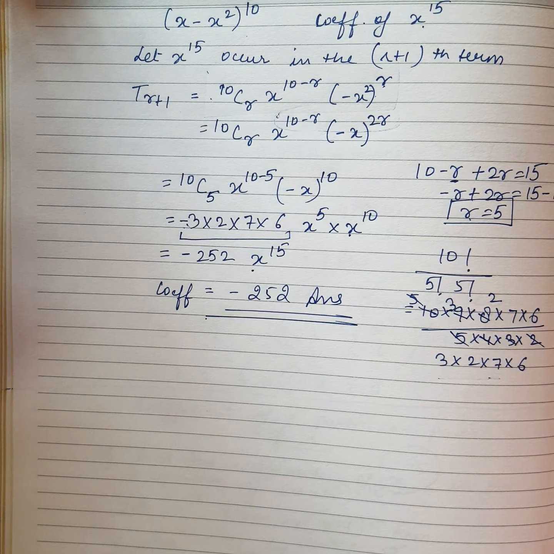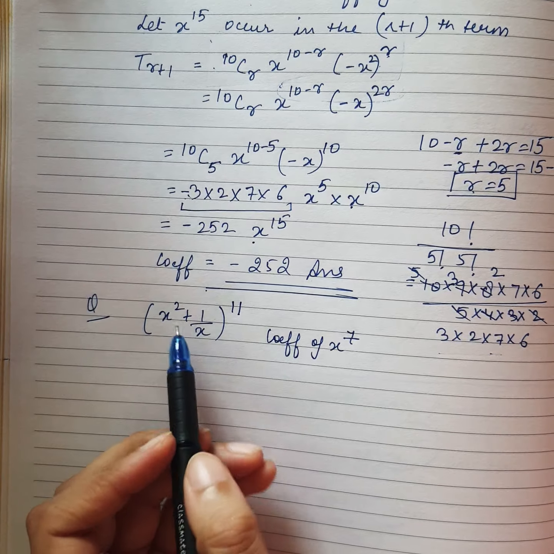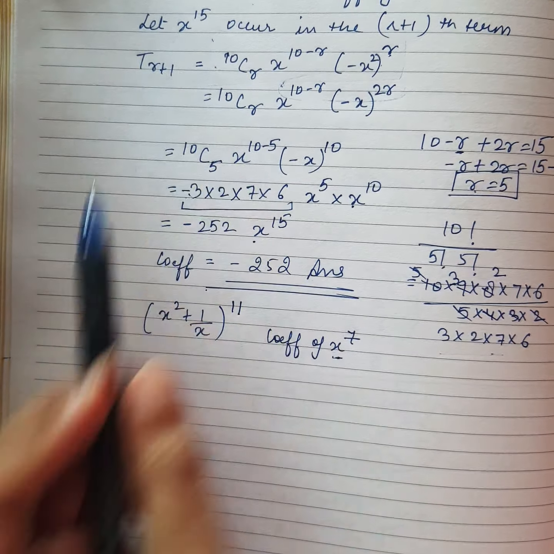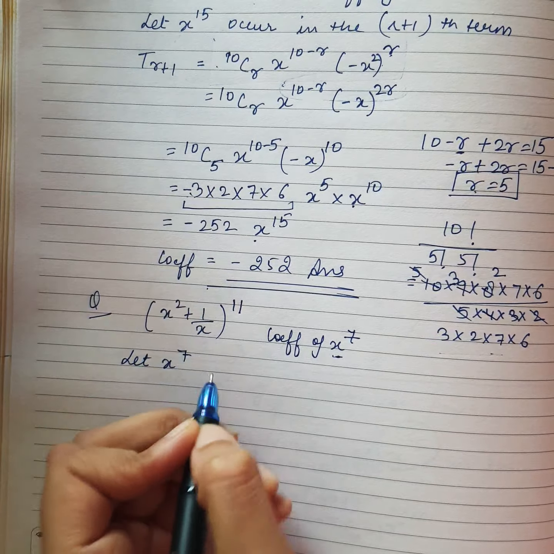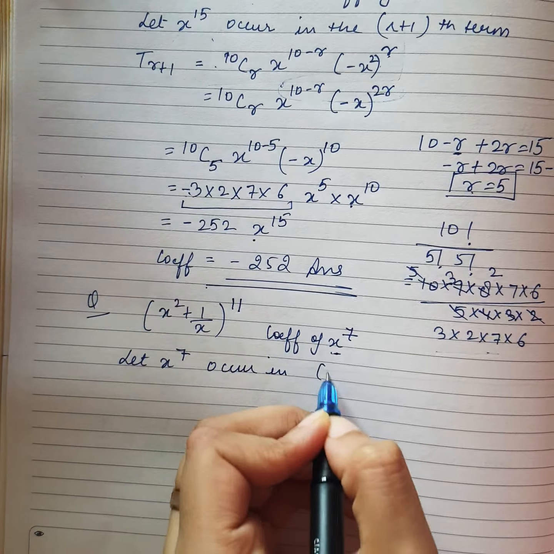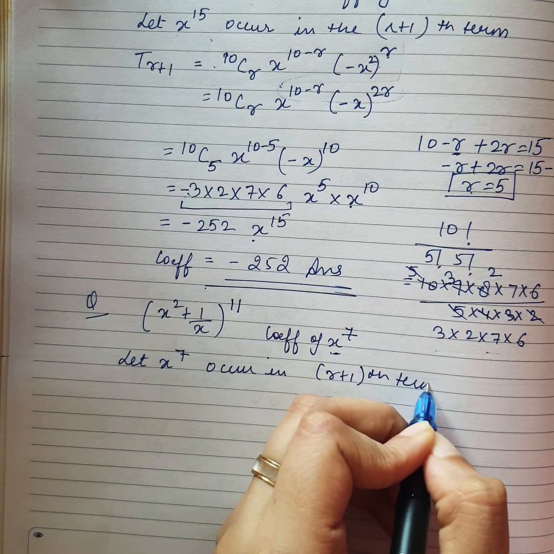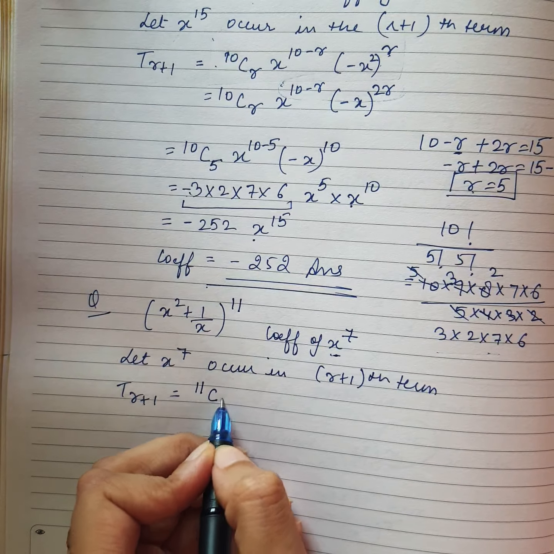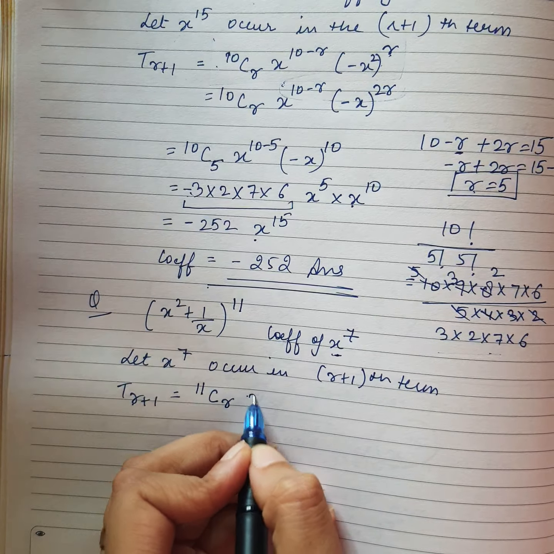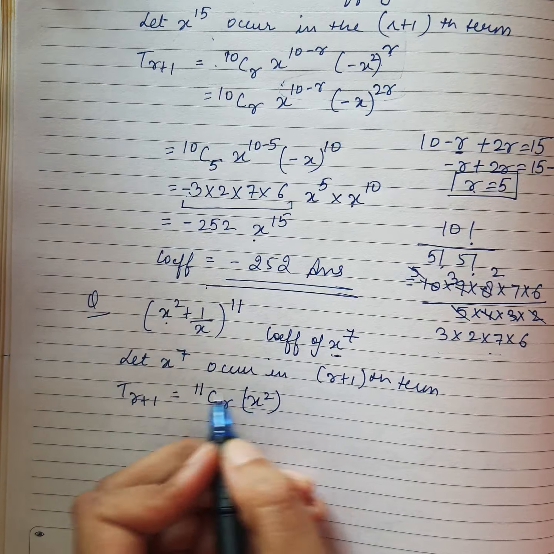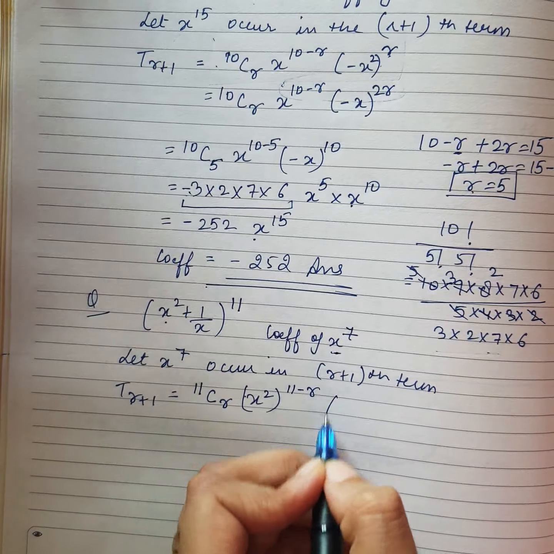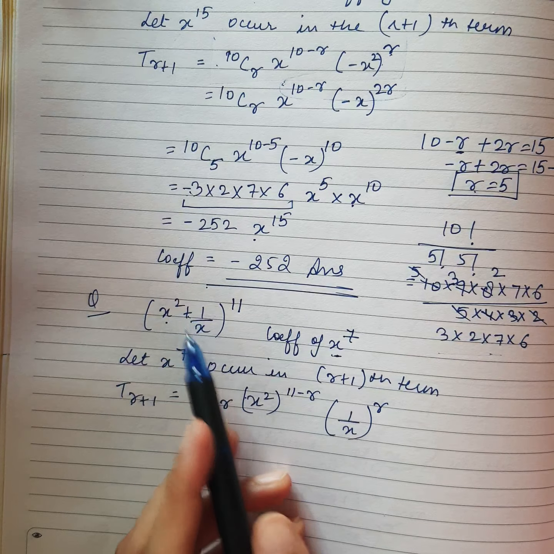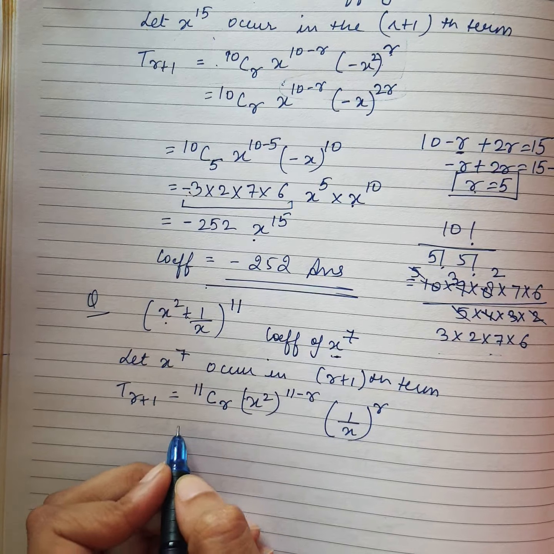Let's do one more question of this type. Next, same type of question. The expansion is given. We need to find the coefficient of x to the power 7. So we will start on the same lines. Let x^7 occur in the (r+1)th term. So T(r+1), total terms are 11C r, first factor x² to the power 11 minus r, second factor to the power r. Now since this is plus, there is no case of minus, all terms will be positive.